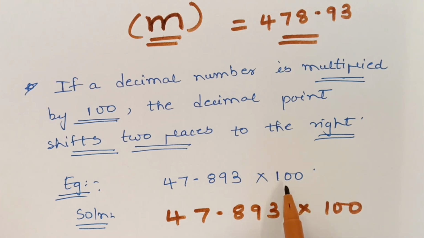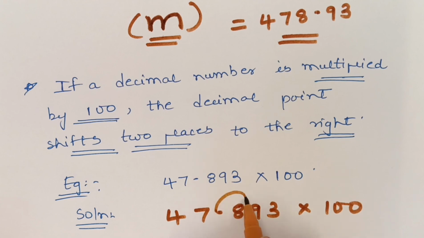Two zeros. It means if a decimal number is multiplied by 100, the decimal point shifts two places. 1, 2, put arrow over here. It means this decimal is jumped after the digit 9. So your final answer is what? 4789.3. So this is your final answer.